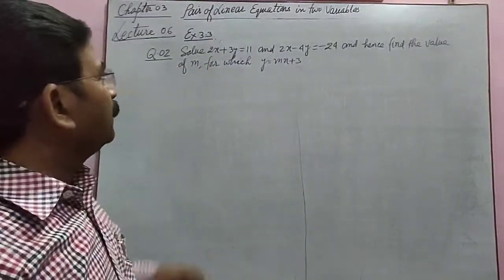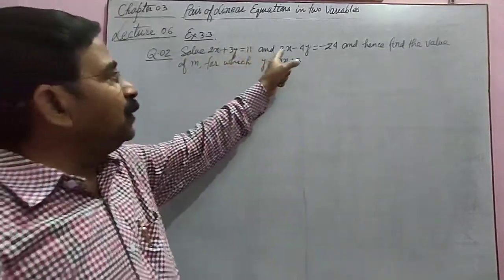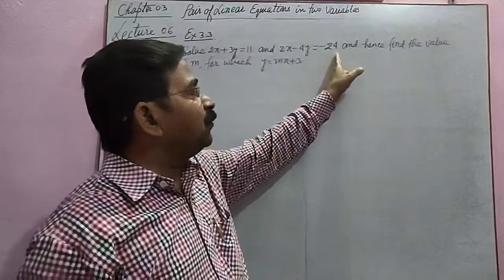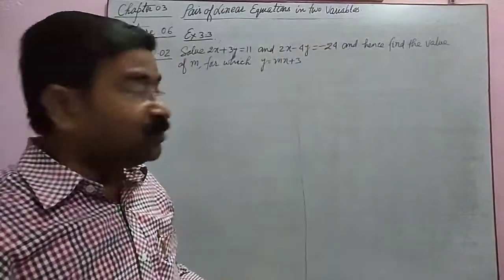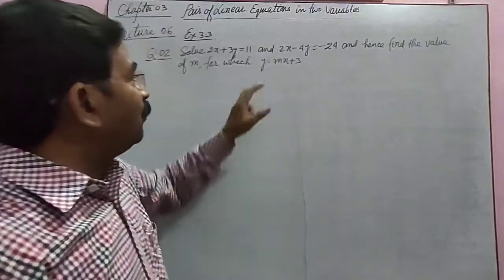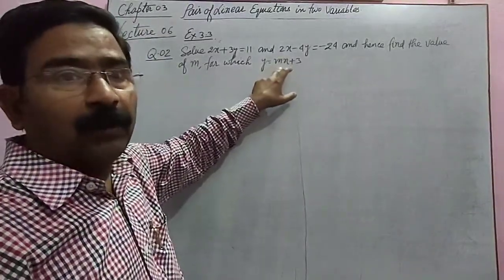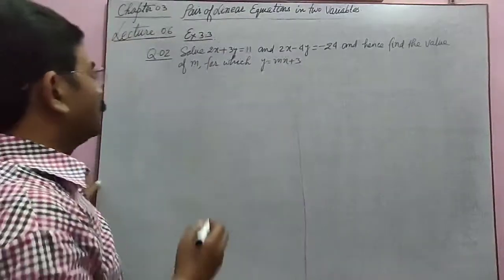Simple question. Two equations are given. 2x plus 3y is equal to 11. 2x minus 4y is equal to minus 24. We have to solve these two equations by substitution method. And finally we have to put the value of x and y here to get the value of unknown number m. Let's see how to solve.